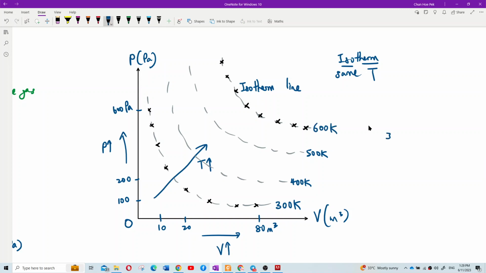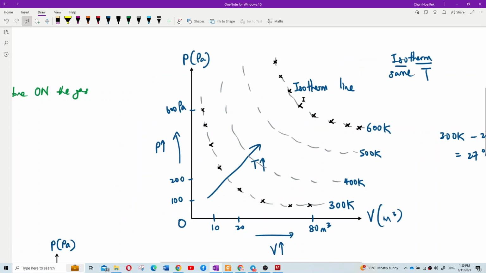300 Kelvin is how many degrees Celsius, class? Minus 273. It is actually 27 degrees Celsius. Understand? 300 Kelvin is 27 degrees Celsius. So okay, class. If any process is going further away from the pressure-volume axis, it means they are getting hotter. Getting 300, 400, 500, 600, getting hotter, heated up. Pressure, temperature increase.